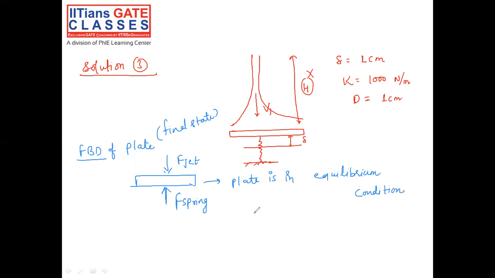If it is in the equilibrium condition, the net force must be 0. That is, the force of the jet must be equal to the force of the spring. What is the force of the jet? Mass flow rate into velocity of jet is equal to the force of the spring. What is the force of the spring? K into x, that is spring stiffness into x.